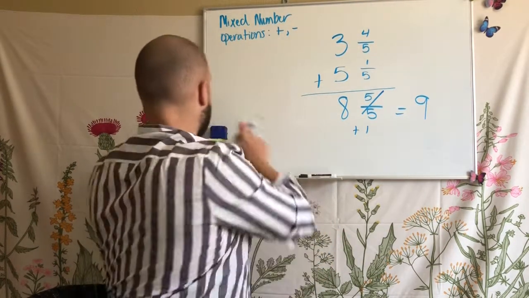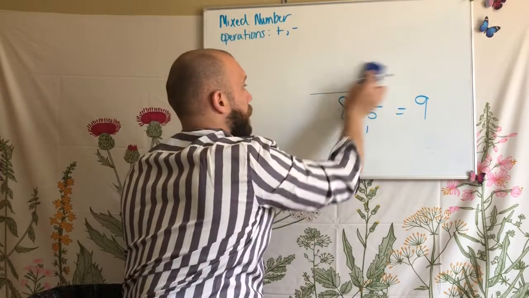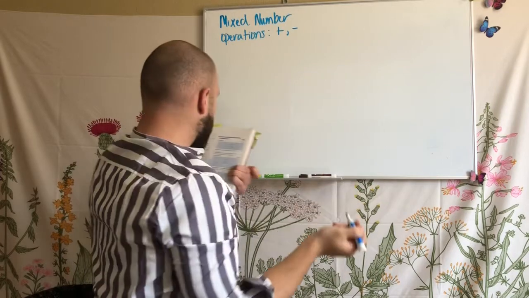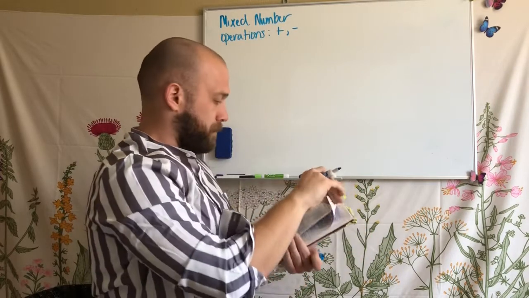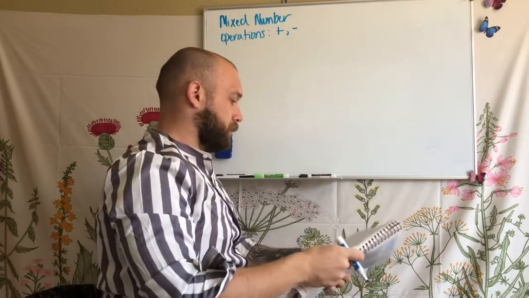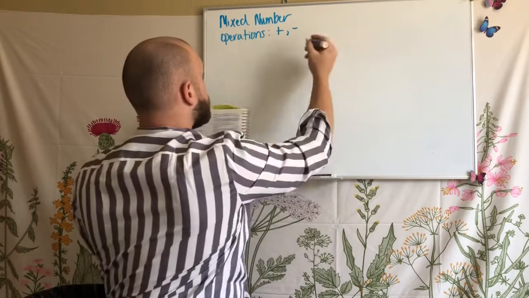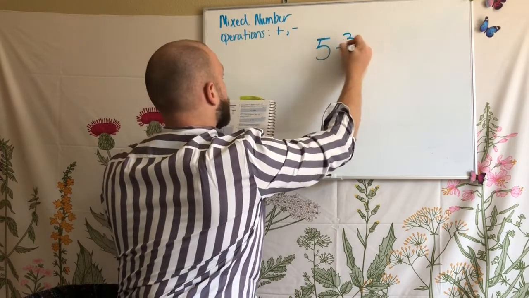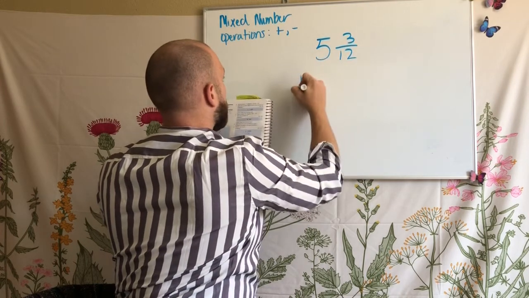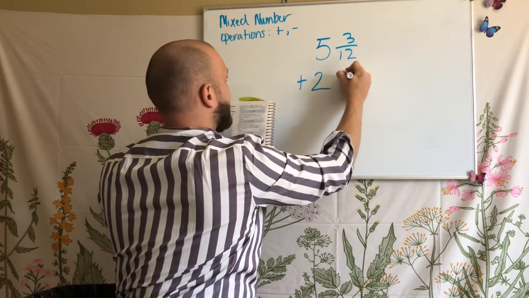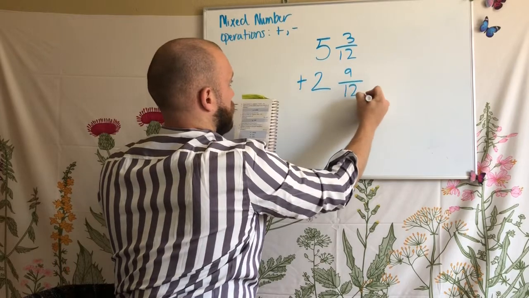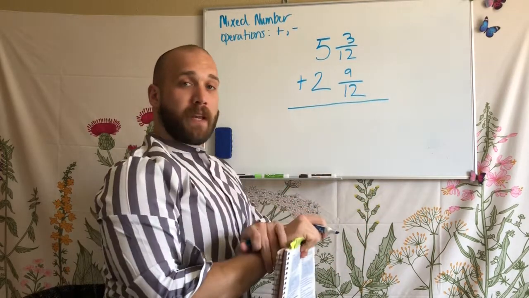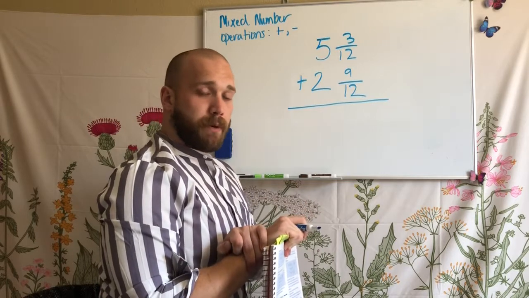All right, next up. I would like you to do this one on your own. 5 3/12 plus 2 9/12. Pause the video now and do this one on your own.